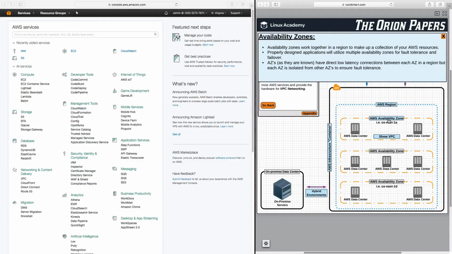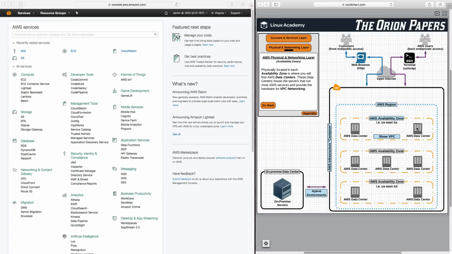And this is because availability zones have direct low latency connections between themselves within a region to be able to share data and back things up amongst themselves, but also remain physically isolated from each other to again maintain that fault tolerance. So within a region, let's say the Virginia Northeast region, there are several availability zones which are physically separated from each other within the Northeast region. Then within each availability zone, there are multiple data centers which are also physically separated from each other.